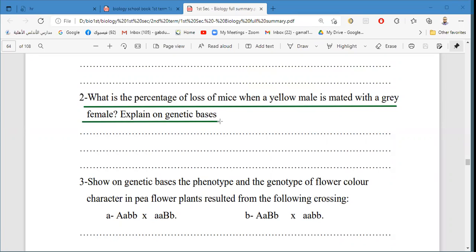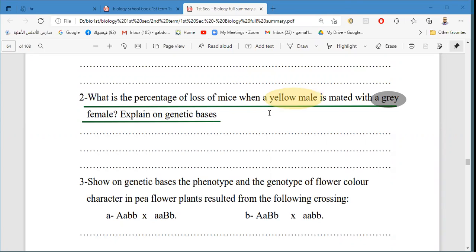What is the percentage of the loss of mice when a yellow male is mated with a gray female? Explain on genetic basis. A yellow male with a gray female. What is the genotype here in the yellow male?